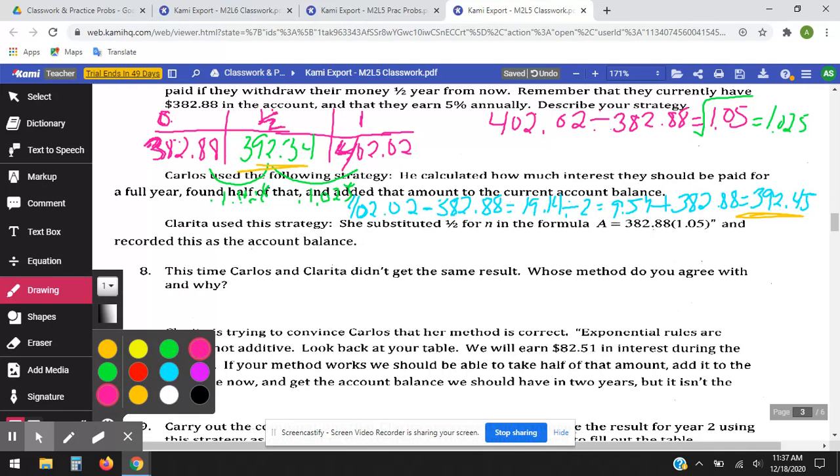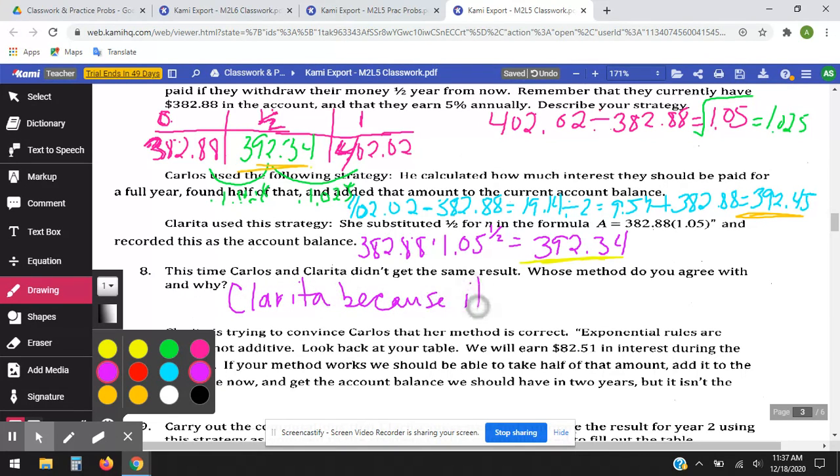So Clarita, let's do 382.88 times 1.05 to the half power, and she gets 392.34. Notice hers matches ours. So we are going to agree with Clarita because it matches ours. Now, how come Carlos's didn't work?